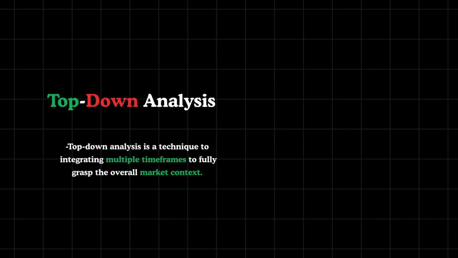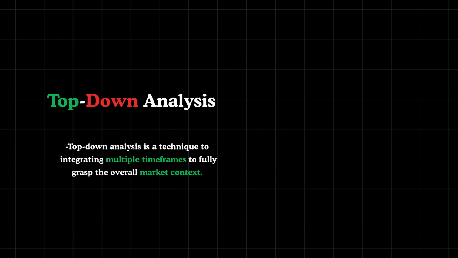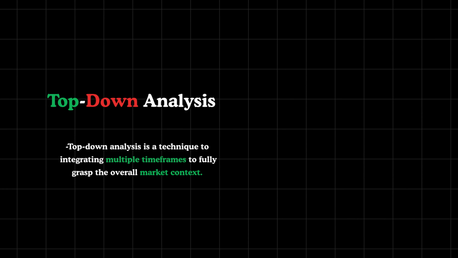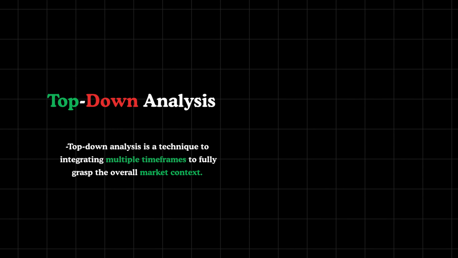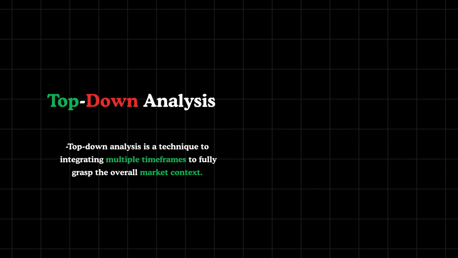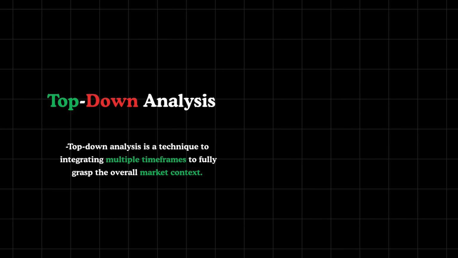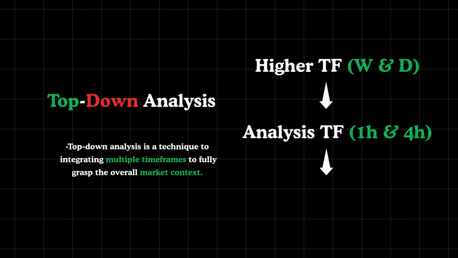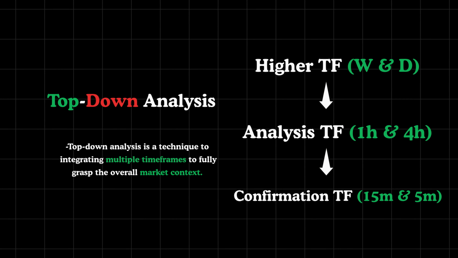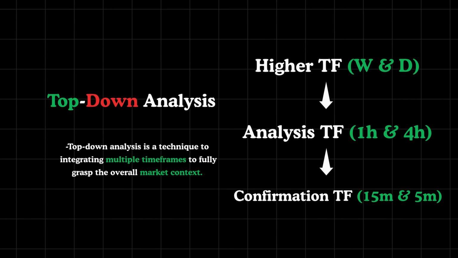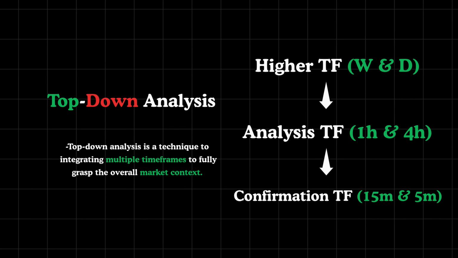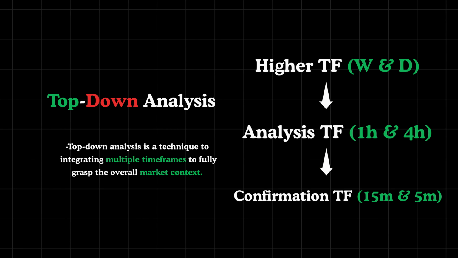Lastly, we have top-down analysis, a method focused on integrating multiple timeframes to fully grasp the overall market context. By starting with the broader view from higher timeframes and narrowing down to smaller ones for more precise insights, traders can spot the most favorable trade setups. The process begins with higher timeframes like the daily or weekly charts to establish the dominant trend, key zones, and general sentiment. These bigger picture insights give us a roadmap of where the market is likely to move.